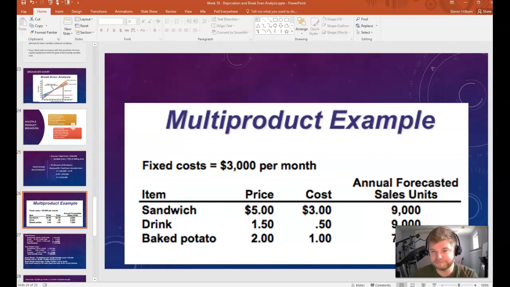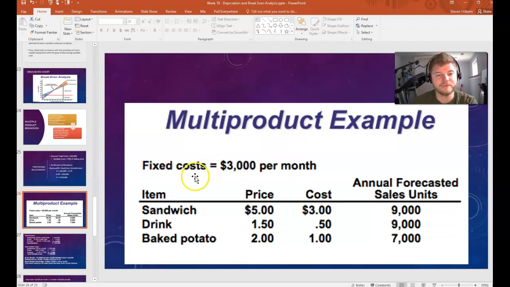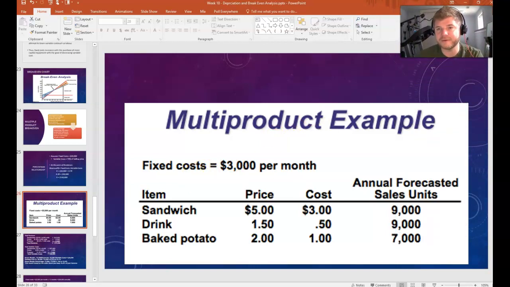So here's another multi-product example. This is our fixed cost, $3,000 per month. We sell a sandwich, a drink, and a baked potato. We're like a little food and beverage spot, like a little chip wagon. This is just a very basic example. These are the price of all of our items, and these are the cost and our annual forecasted sales units of each of these. So the price, the cost, and how many we expect to sell.